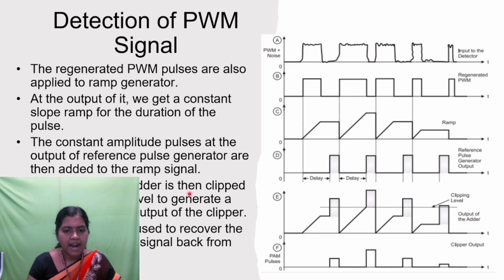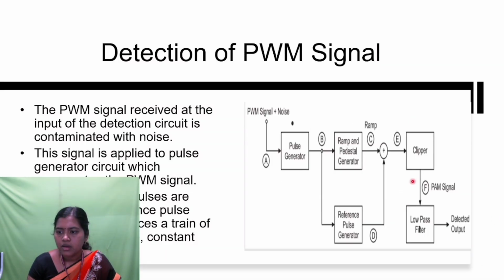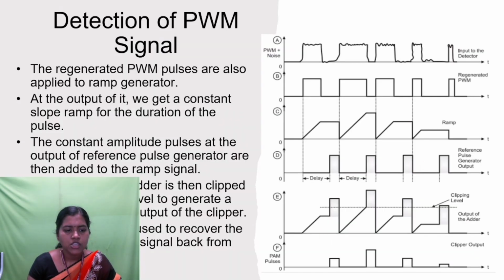The output of the adder is then clipped off at a threshold level to generate the pulse amplitude modulated signal at the output of the clipper. So here, if you see, this clipper circuit is used to clip off the extra amplitude. A low pass filter is generally used to recover the original modulating signal back from the pulse amplitude modulated signal.